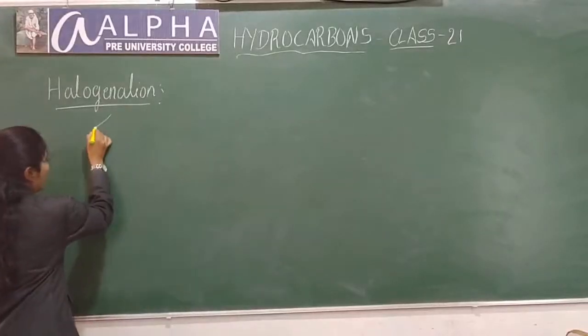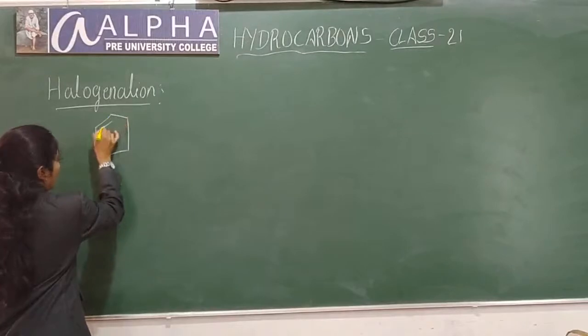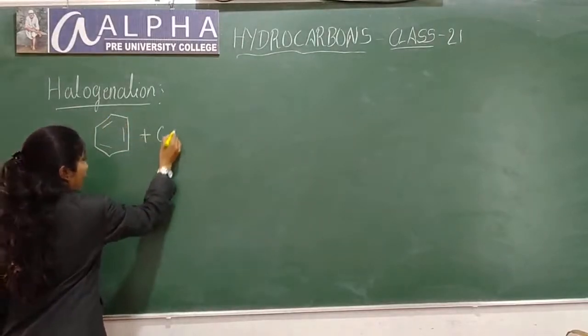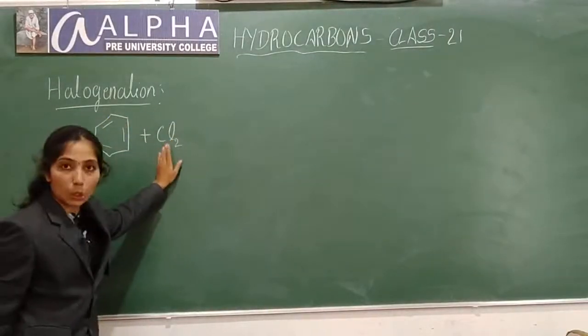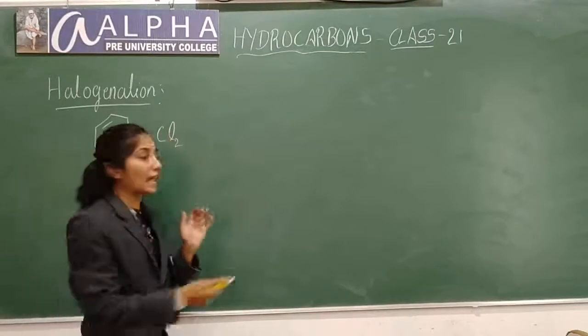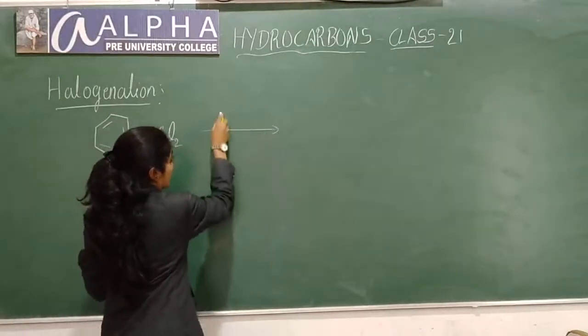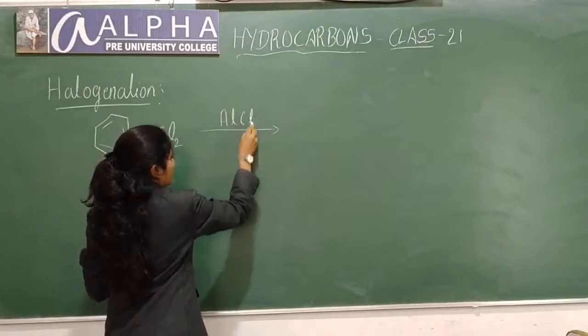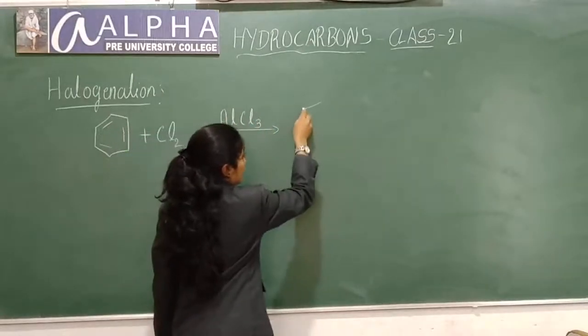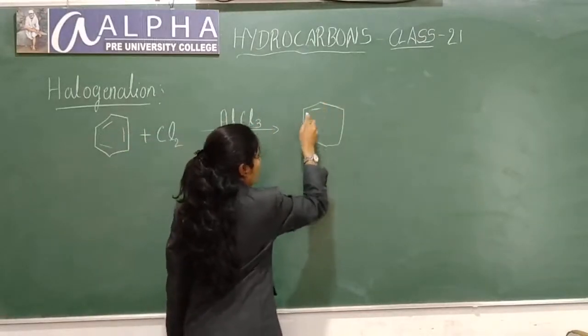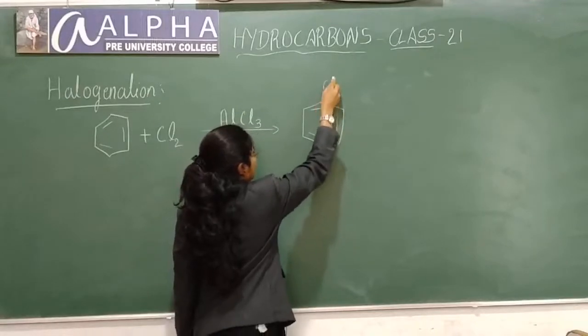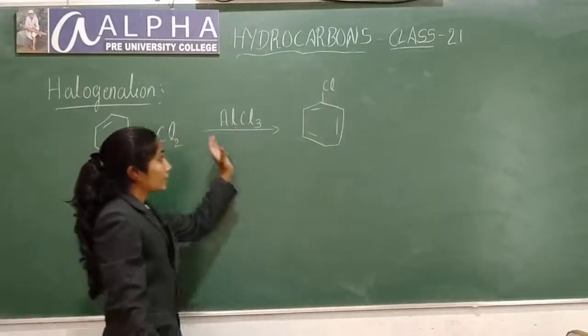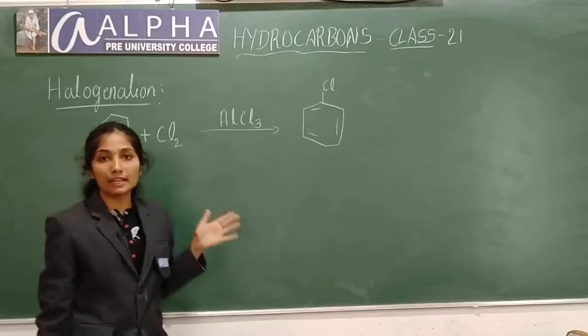Benzene will react with halogens. Let us consider chlorine in the presence of a Lewis acid such as AlCl3 to produce chlorobenzene. A halogen-substituted benzene will be formed. This is the halogenation reaction of benzene.